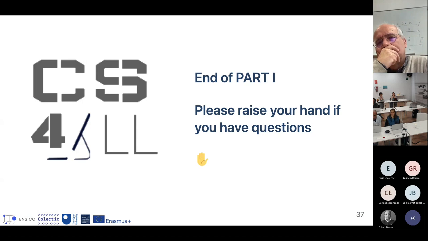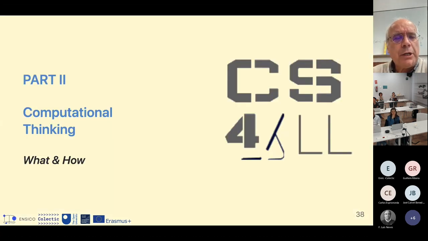Okay, so maybe we move on, and maybe the questions arise at the very end of these two parts. What's the difference between these two parts is that now I'm going to be more specific. Not just general principles, but something which will boil down to particular strategies that we are using.